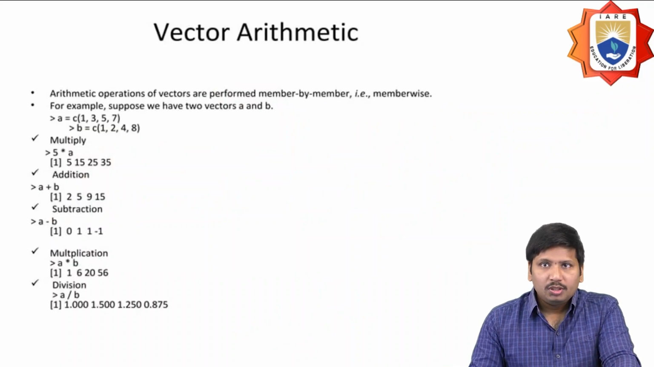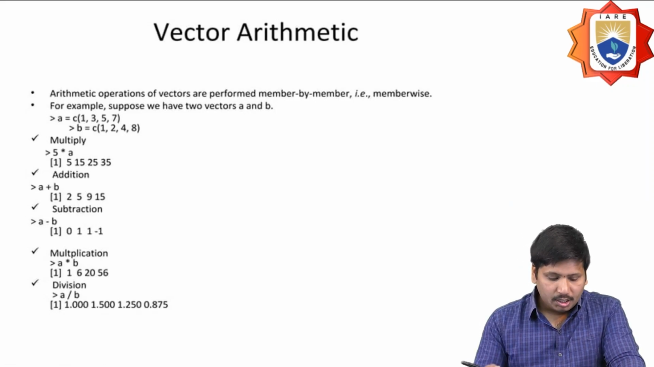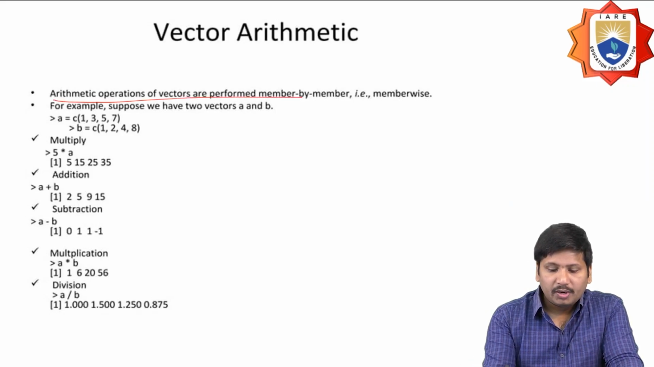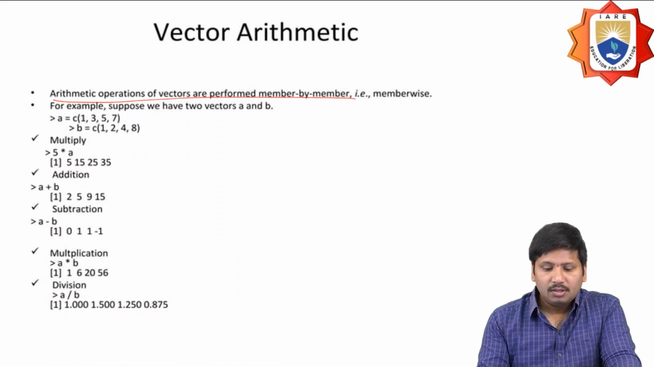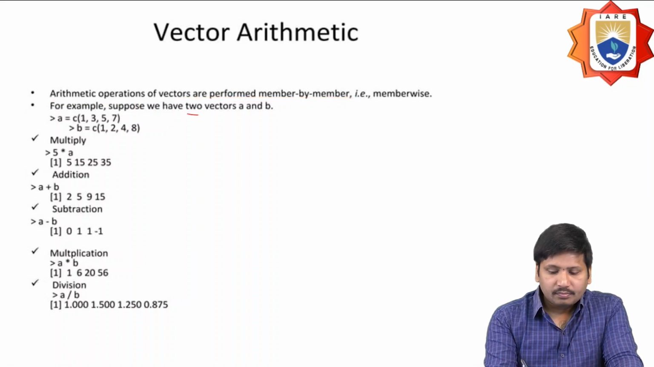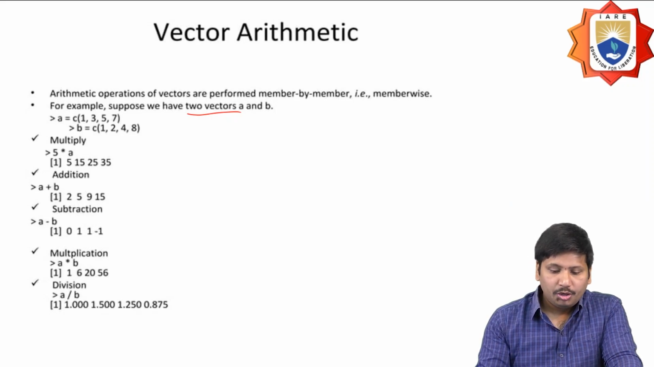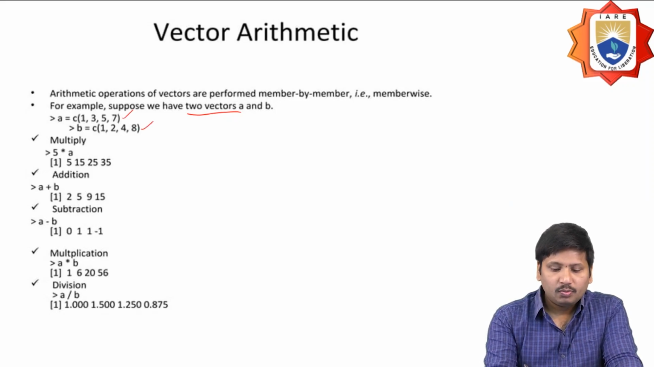Then how can we do vector arithmetic in our programming? We'll see. Normally many people know the arithmetic operations we have, like addition, subtraction, multiplication, division and so on. Those operations I can also apply to vectors. Normally these vector operations are performed element by element, which we call element-wise. Let us consider an example. Suppose we have two vectors a and b. Vector a is 1, 3, 5, 7 and b is 1, 2, 4, 8.